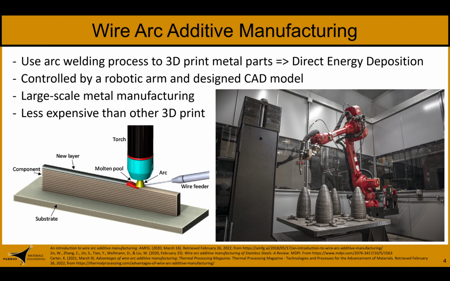Let's talk about wire arc additive manufacturing, which is one of the variations of direct energy deposition techniques. Wire arc additive manufacturing uses an arc welding process to 3D print metal parts. It often uses the MIG welding process. Sometimes TIG or plasma transfer are used for more stable deposition. The process is controlled by a robotic arm, and the shape is built upon a substrate material or a base plate, as designed in the CAD model.